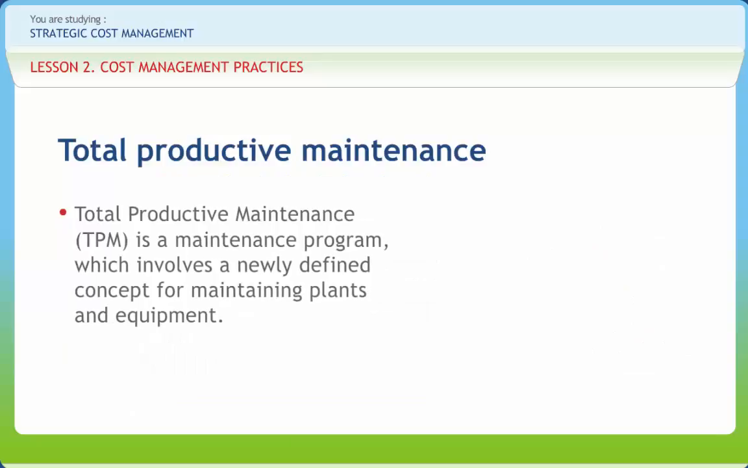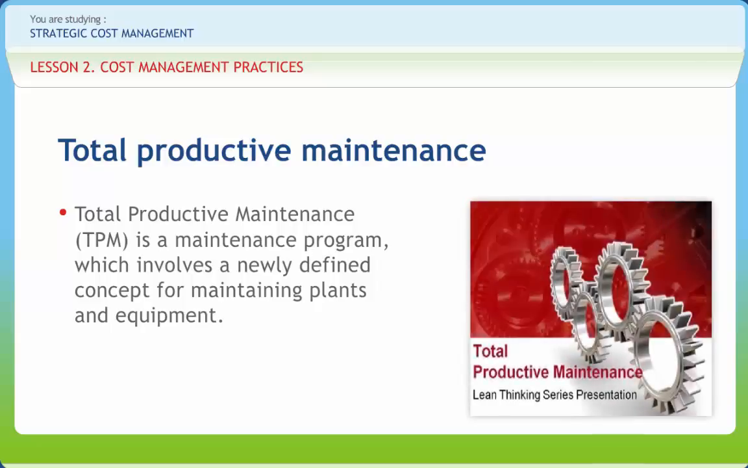Total Productive Maintenance (TPM) is a maintenance program which involves a newly defined concept for maintaining plants and equipment. TPM was introduced to avoid wastage in a quickly changing economic environment, producing goods without reducing product quality, reduce cost, and produce a low batch quantity at the earliest possible time. TPM originated in Japan and was an equipment management strategy designed to support the total quality management strategy. TPM thus began in the 1950s and focused primarily on the preventive maintenance.